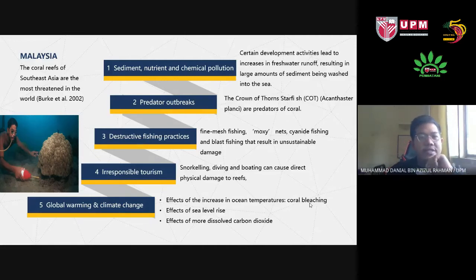Okay, number two is predator outbreak. Like I said before in the previous slide, predator outbreaks such as the crown of thorns starfish, or in short COT, the species Acanthaster planci. They are coral predators. They secrete digestive juice out of their body and efficiently digest coral polyps.